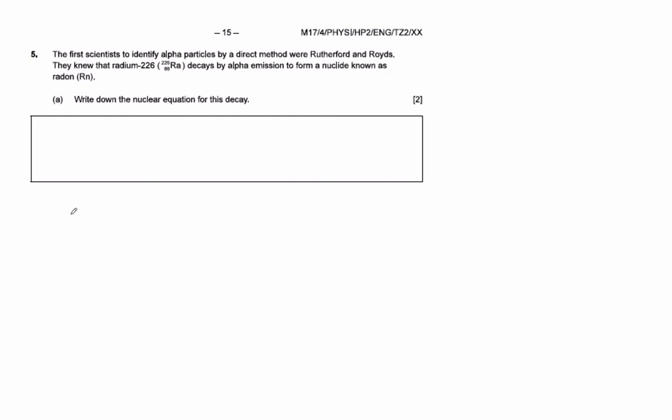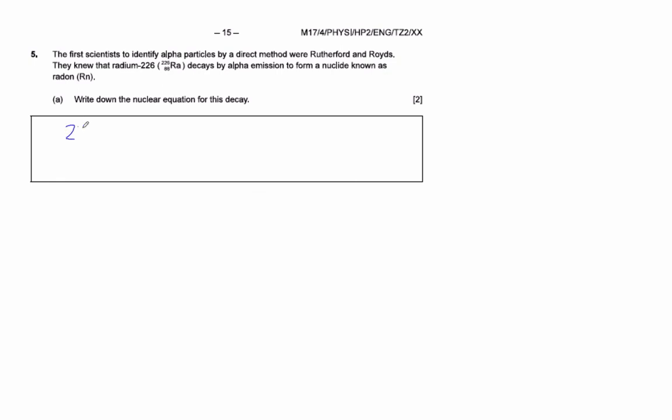The first scientists to identify alpha particles by a direct method were Rutherford and Royds. They knew that radium-226 decays by alpha emission to form a nuclide known as radon. So write down the equation. Well, hopefully we can all do this, right?